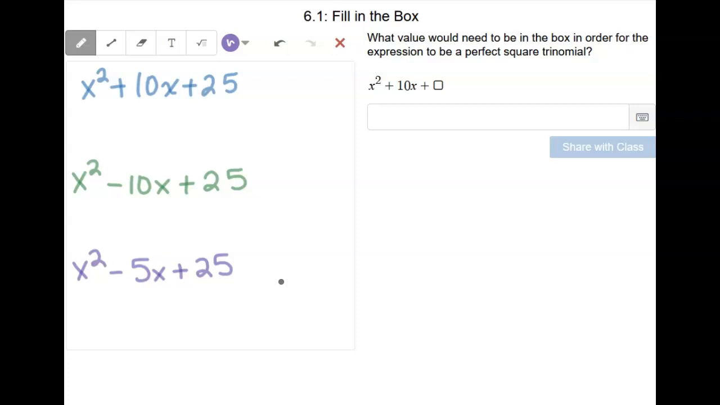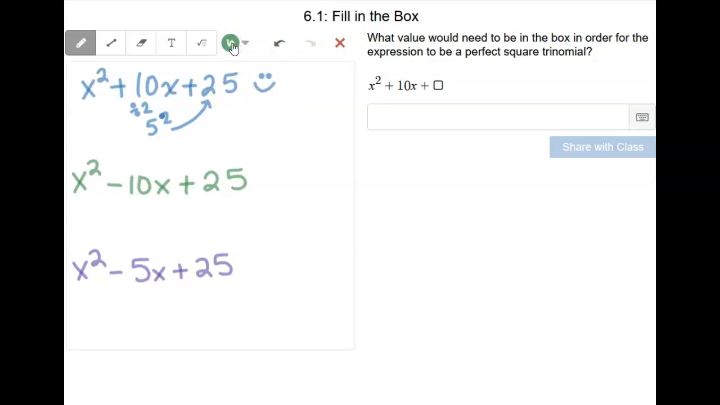In order to check to see if something is a perfect square trinomial, there are two steps. First, we take that middle term, the linear term, and divide it by 2. If I take 10 and divide it by 2, I get a positive 5. Then I square that number, and if I get the same number as up here, then I know this one is a perfect square trinomial. So 5 squared is 25, so this one is a perfect square trinomial.